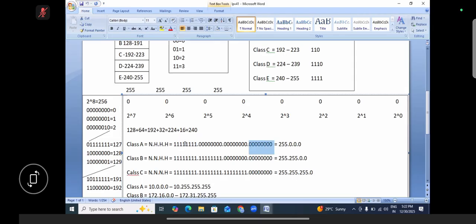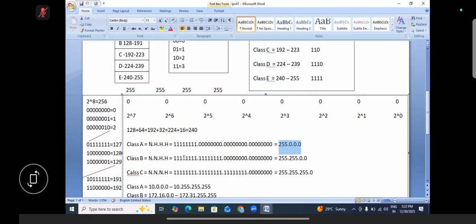So I said 8 ones, numerical value 255. Zero value is always 0. So 255.0.0.0. This is the default subnet mask for class A. This default subnet mask will act like our compound wall. It will avoid the communication between two different classes. Got it now? Like the same way, class B compound wall.